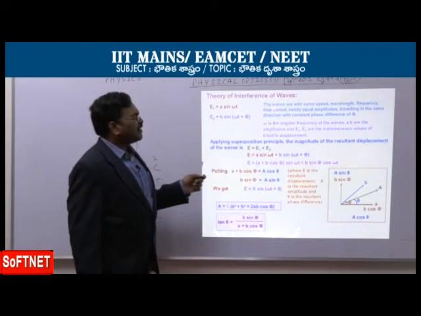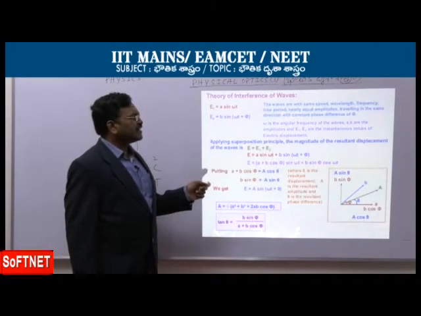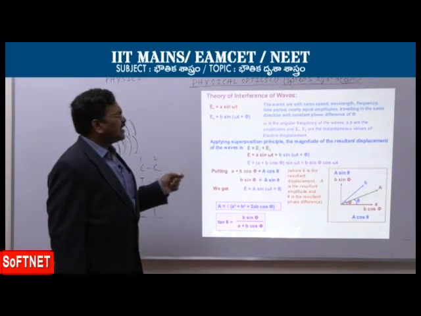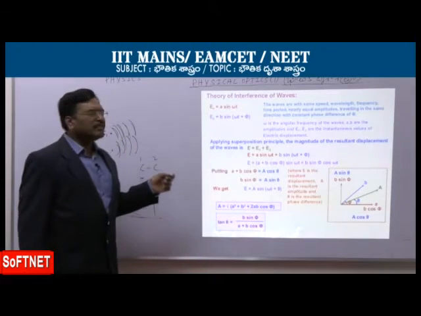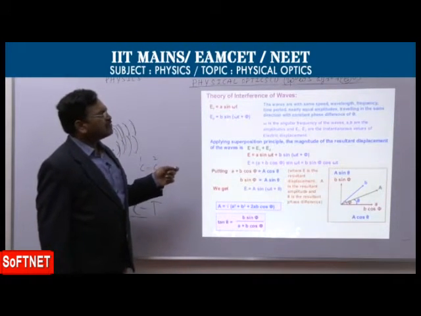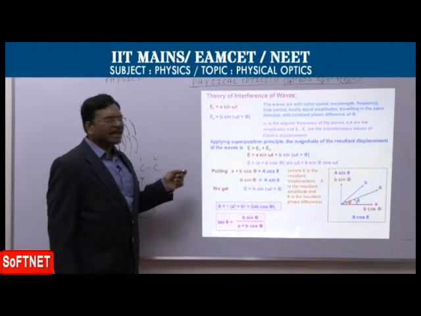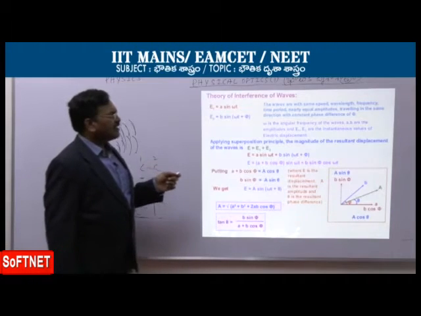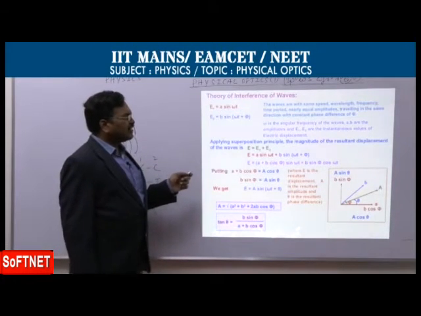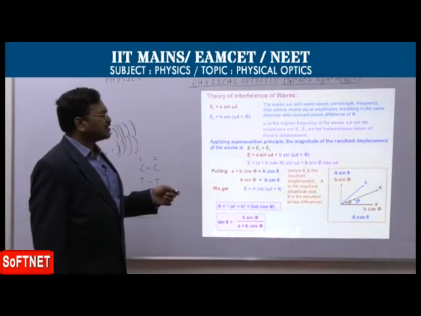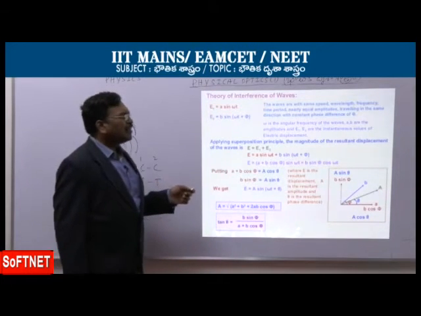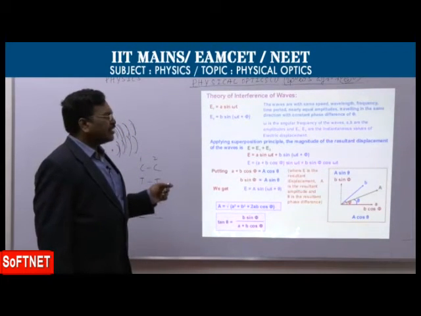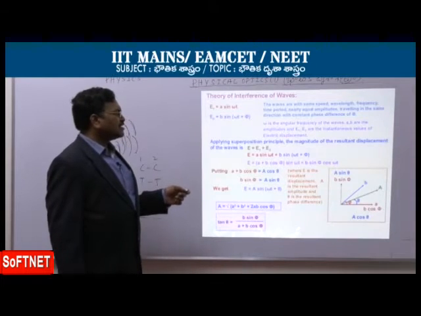Now these waves have the same speed, wavelength, frequency, time period, nearly equal amplitude, traveling in the same direction with a constant phase difference pi. These two waves have the same speed, the same omega, same wavelength and frequency, same time period. Omega is the same means frequency is the same, time period is the same. A and B also have nearly equal amplitude, traveling in the same direction with constant phase difference of pi. Omega is called the angular frequency of the waves. A and B are amplitudes. E1, E2 are instantaneous values of electrical displacement.